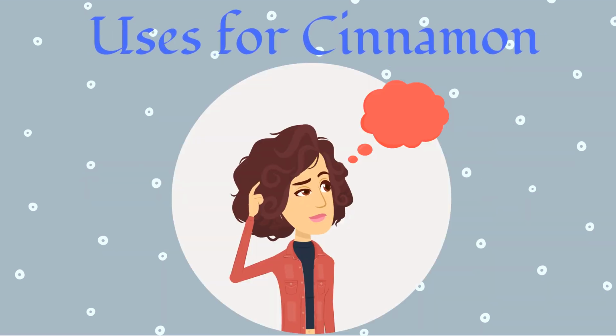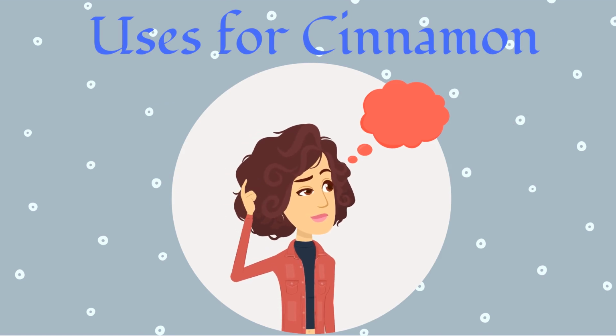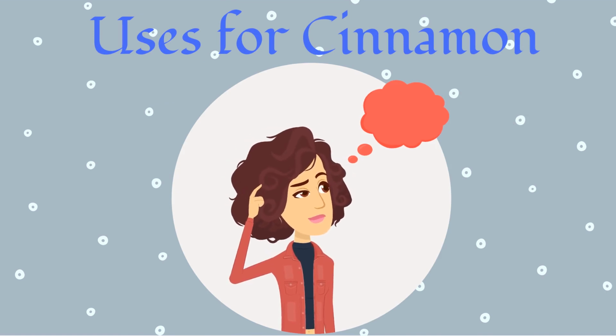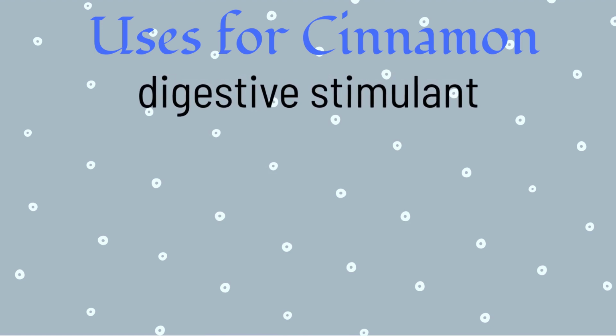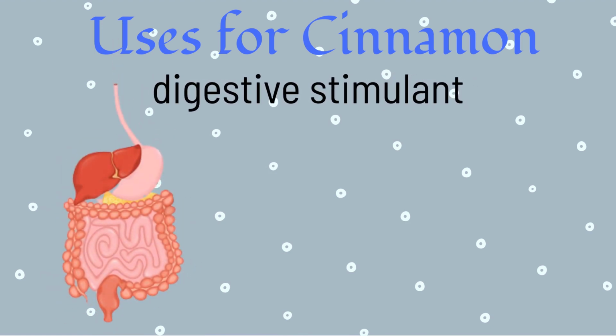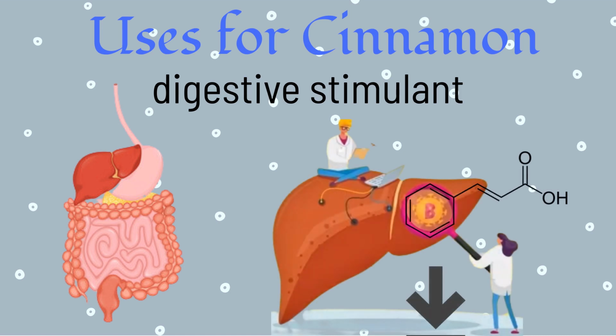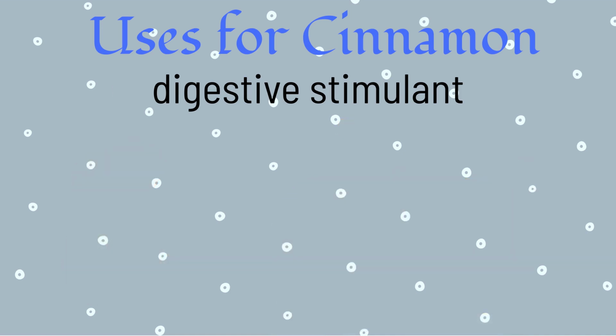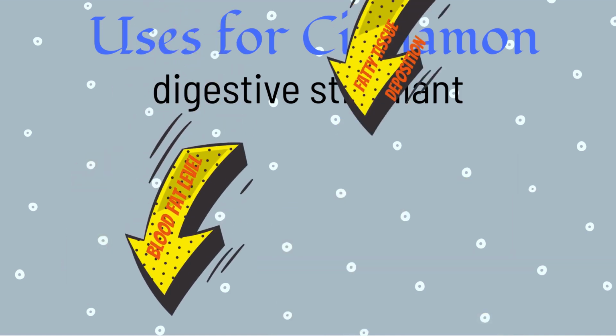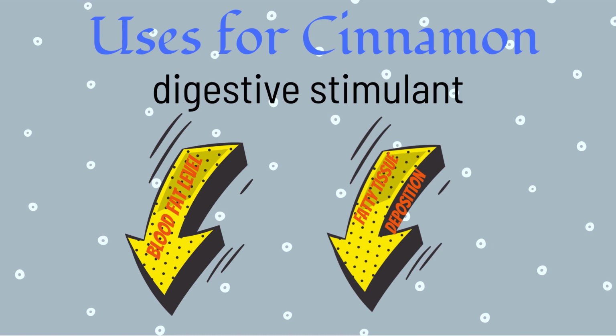Now, let's look at some of the common uses for cinnamon. Cinnamon is a digestive stimulant. Cinnamon achieves this by using its constituent, cinnamic acid. Cinnamic acid binds to the protein pathways to inhibit liver enzymes. The inhibition of these enzymes decreases the blood fat levels and fatty tissue deposition in the body.